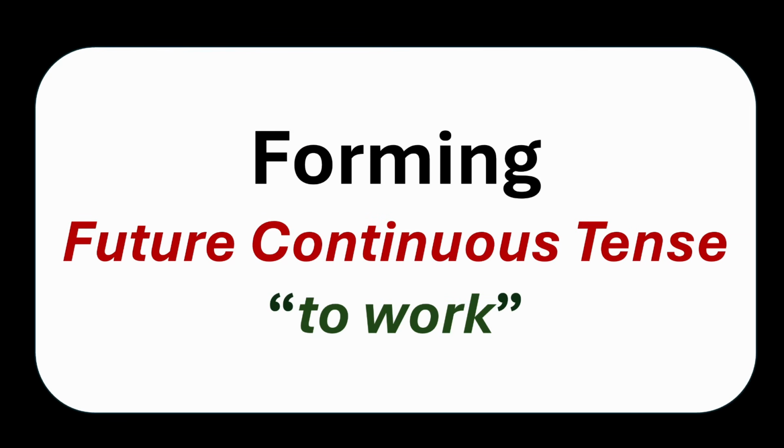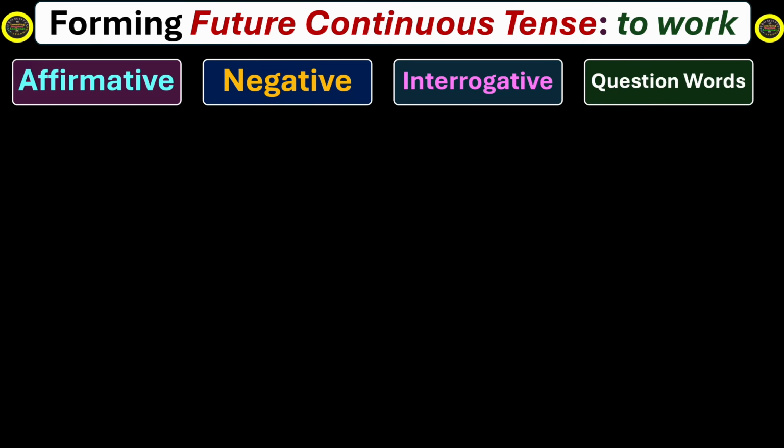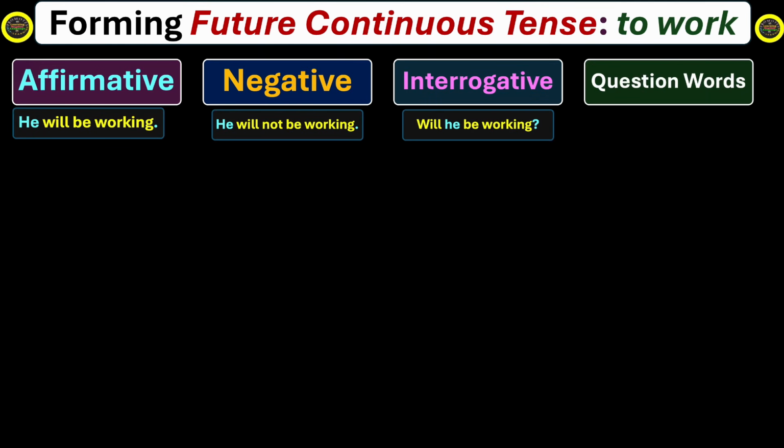Forming future continuous tense with the infinitive to work. We have affirmative form of sentence, negative, interrogative, and interrogative with question words. Let's see how we form future continuous tense in the affirmative form. He will be working. Its negative is he will not be working. Interrogative is will he be working? And interrogative with question words. Why will he be working?